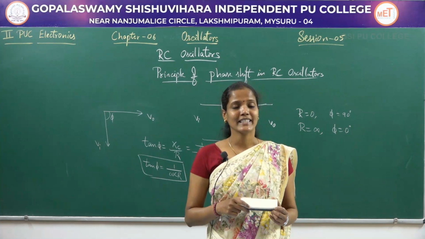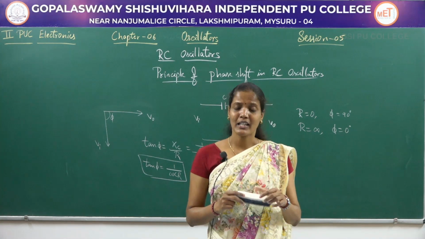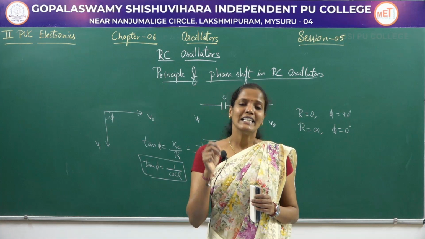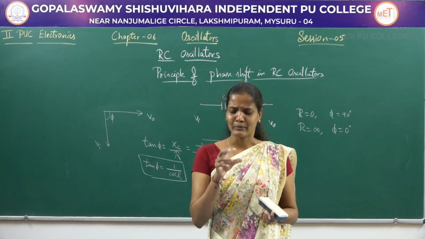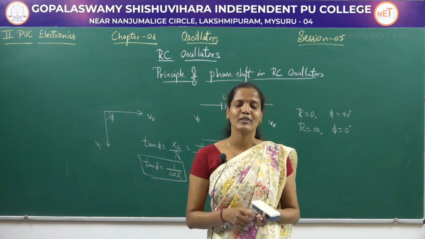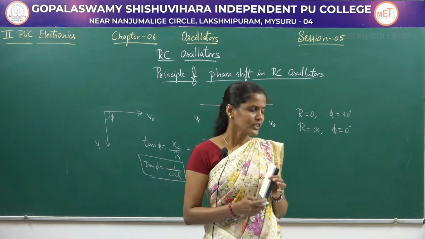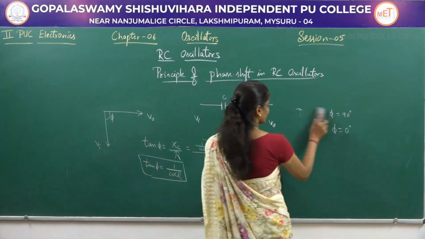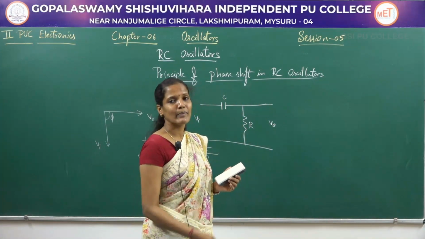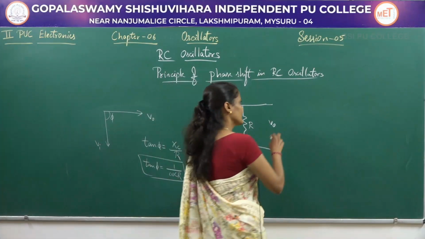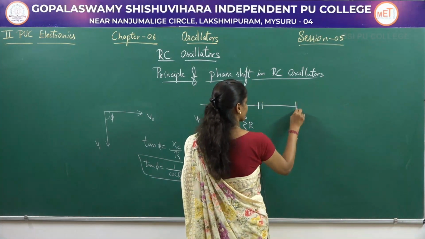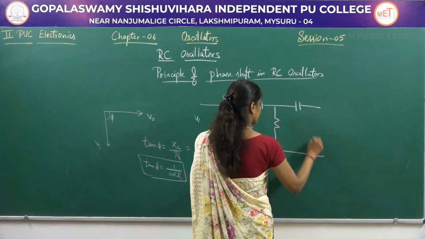But in practice we are going to select R in such a way that V0 will always lead Vin, that is the output voltage will always lead the input voltage. So by proper selection of R, we are going to generate the sinusoidal signals, or the sustained oscillations. So this is one RC network, but practically we are going to use 3 sets of RC network, where we will have 3 resistors and 3 capacitors. With 3 resistors and 3 capacitors, the circuit will be like this.